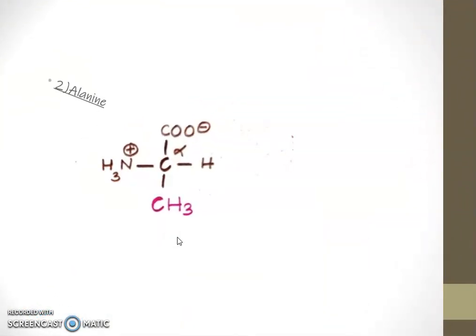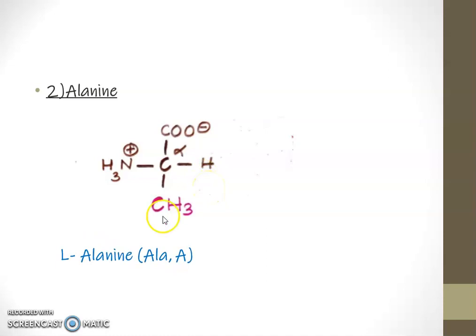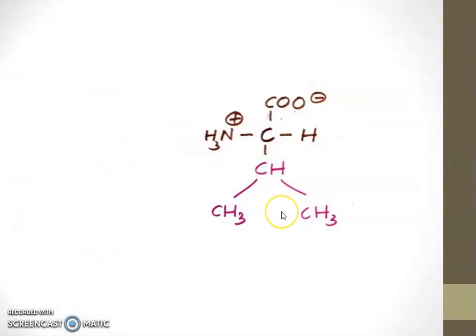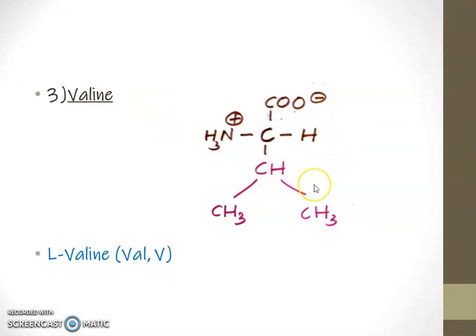The second one is alanine. Here it is optically active, right? Because the four groups are different. It is L-alanine. The three-letter abbreviation is ALA, whereas one-letter code is A. The third one is valine. Here the group is a branched chain. The three-letter abbreviation is VAL, whereas the one-letter code is V.